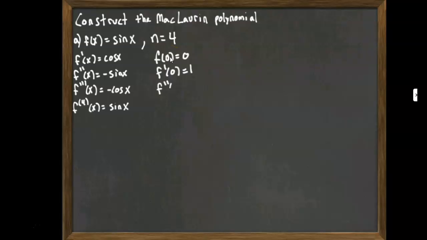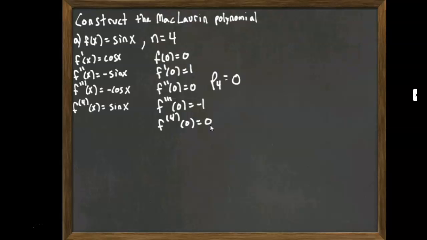So f of 0 goes into our sine function. Sine of 0 is 0, so that's gone. Cosine of 0 is 1. Sine of 0 again is 0, so the second derivative would be 0. Third derivative, cosine of 0 would be 1, but with the negative sign that makes it negative 1. And then for the fourth one, sine of 0 again would be 0.